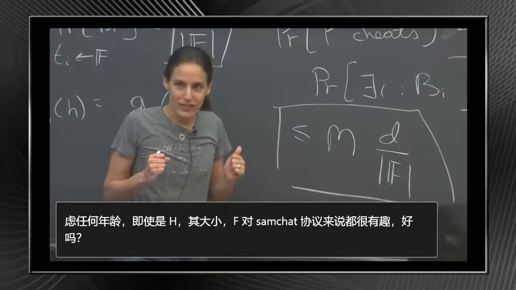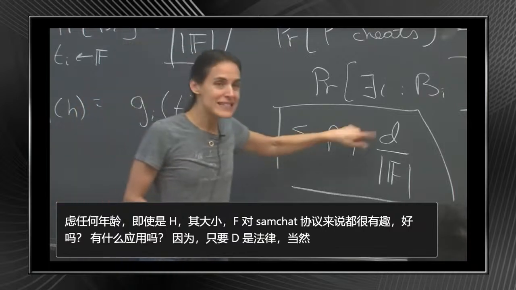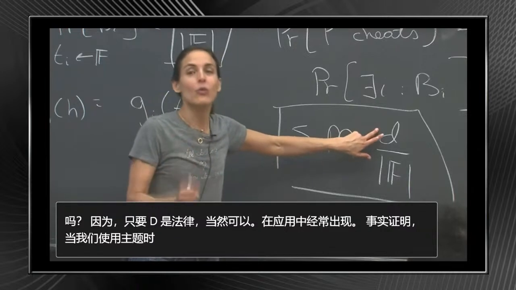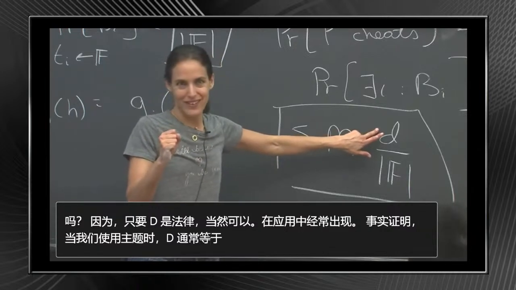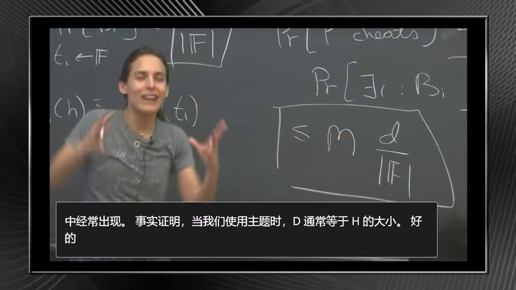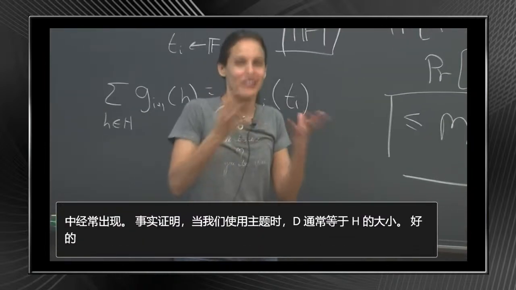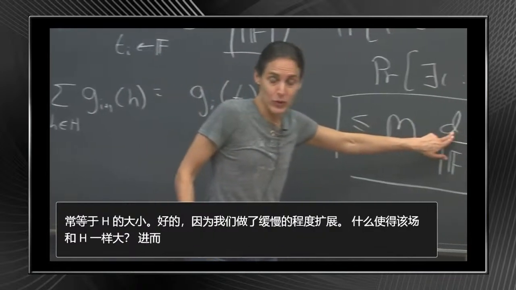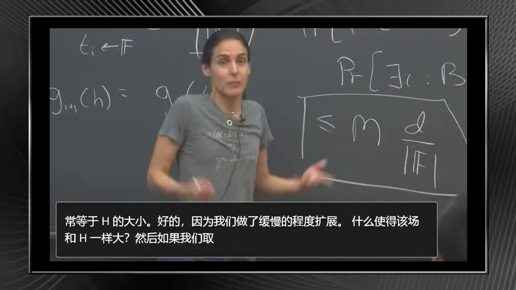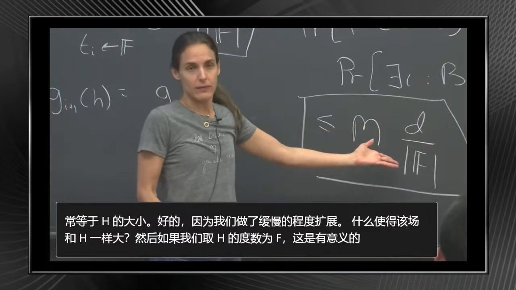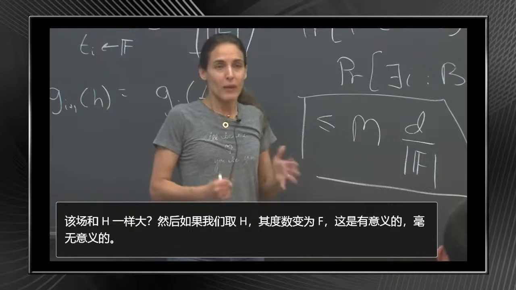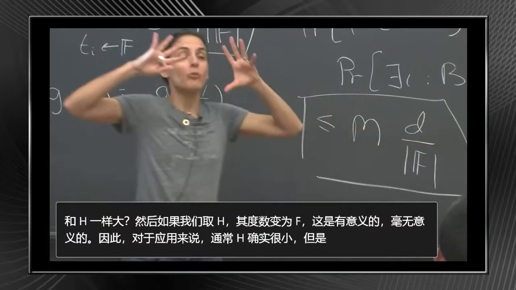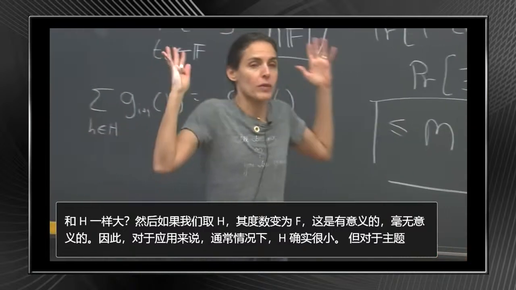In applications, it often turns out that when we use the sumcheck, the d is equal to the size of H, because we do this low degree extension, which makes the degree as large as H. And then if we take H to be F, this is meaningless. So for applications, often indeed H is small. But for the sumcheck protocol on its own, you can take H to be the entire field.